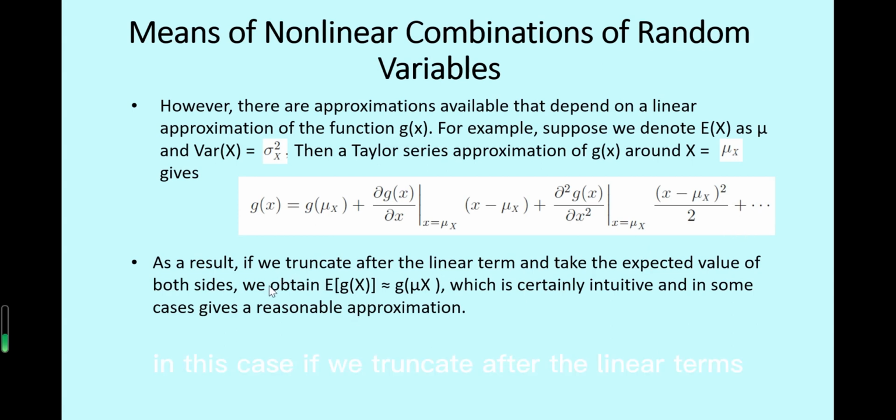In this case, if we truncate after the linear terms, if we truncate all these other terms and only leave this one, then the approximation of E(g(x)), taking the expectation, equals g(mu x). This is certainly a very simple approximation for g(x). It means the expectation of g(x) is approximately g of the expectation of x.